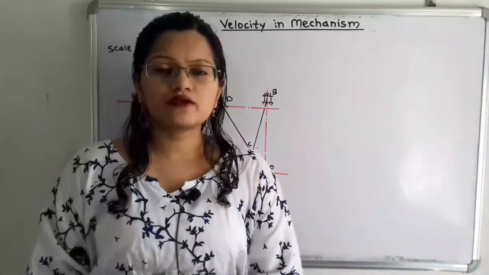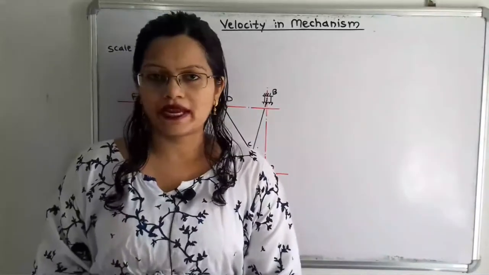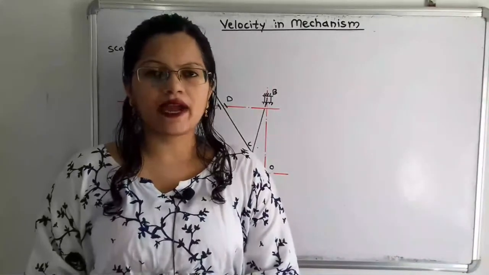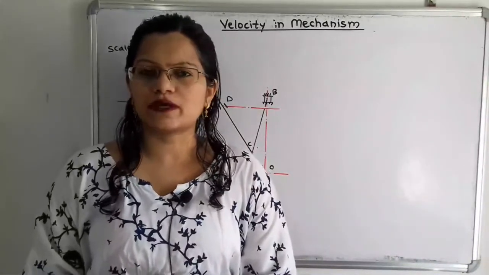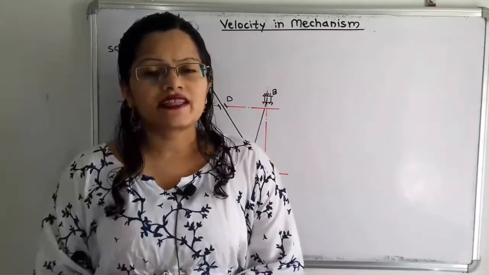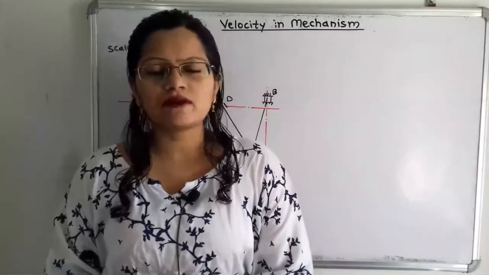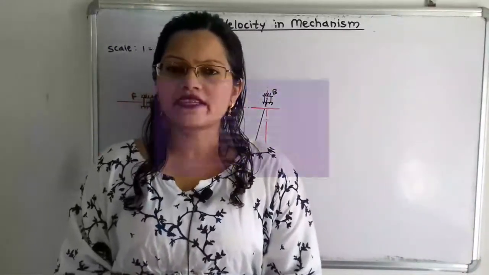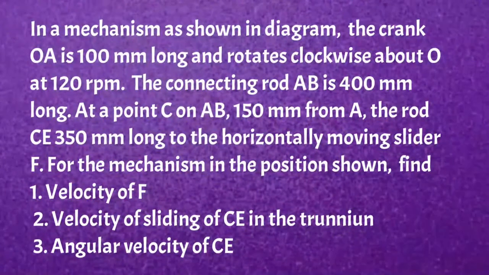Today we are going to solve a problem on a given mechanism. In this video we are going to draw the space diagram and velocity diagram with some suitable scale. We are also going to select the direction for the angular velocity of the link from the velocity diagram. So first I will read the given problem.